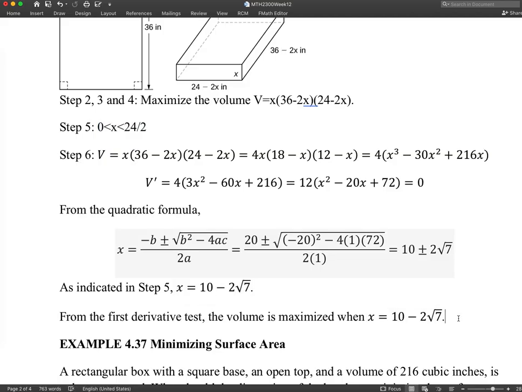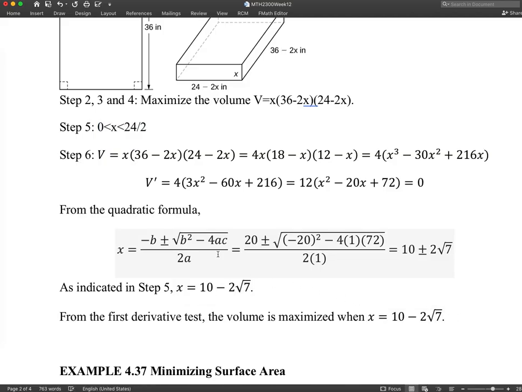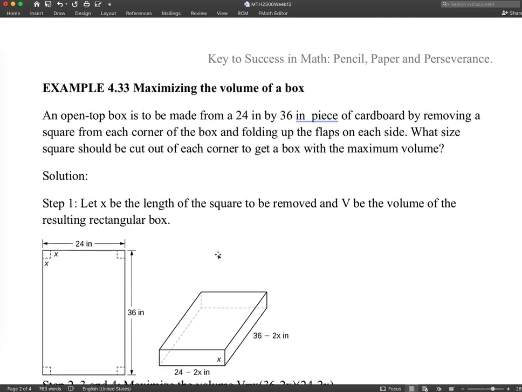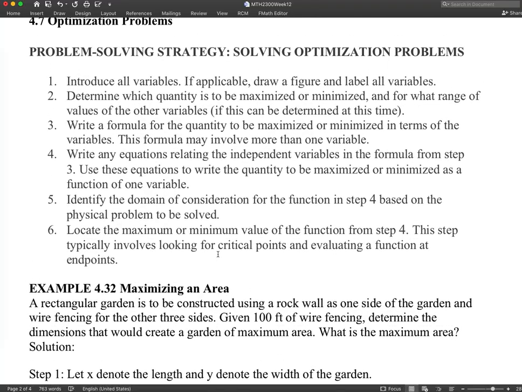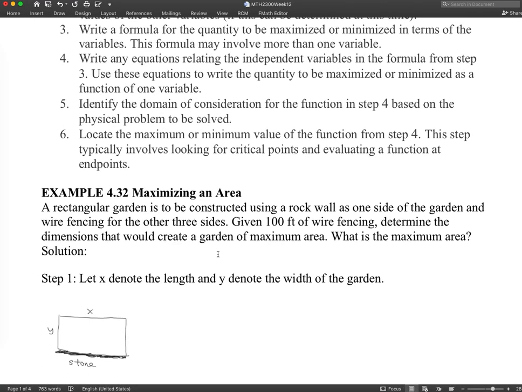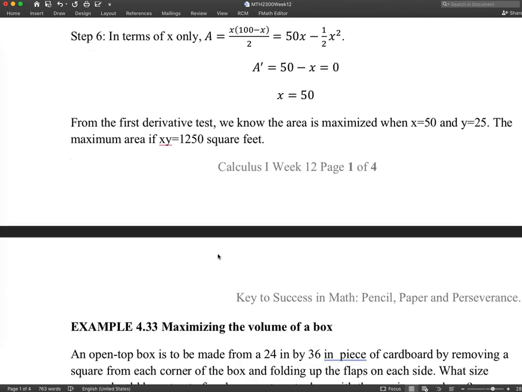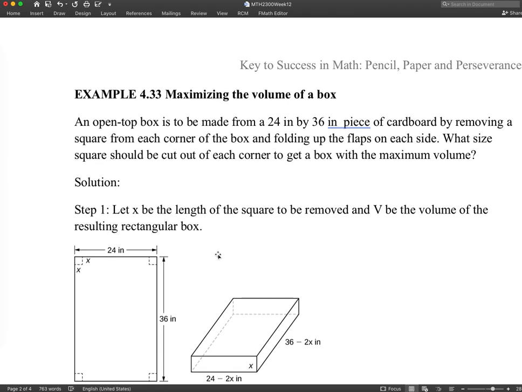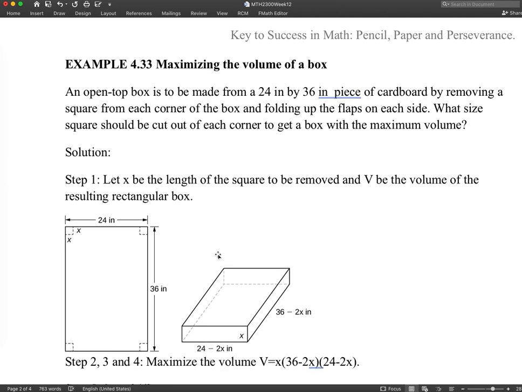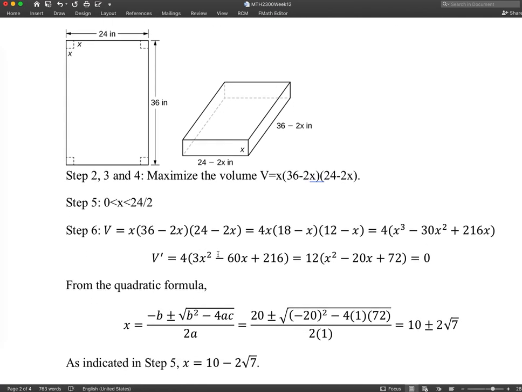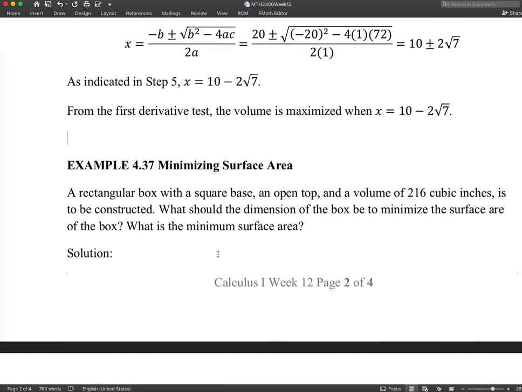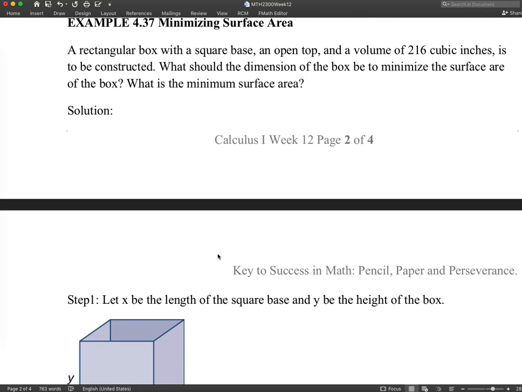We are working on optimization problems, and optimization problems usually involve a maximum or minimum. So far, we did 2 maximum problems. And also, we could have a minimum situation. So for my last example, let's take a quick look at how the minimum situation would look.